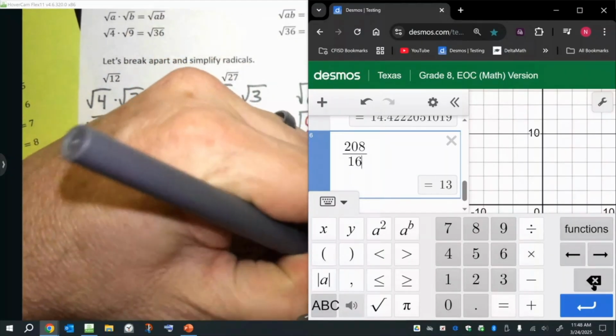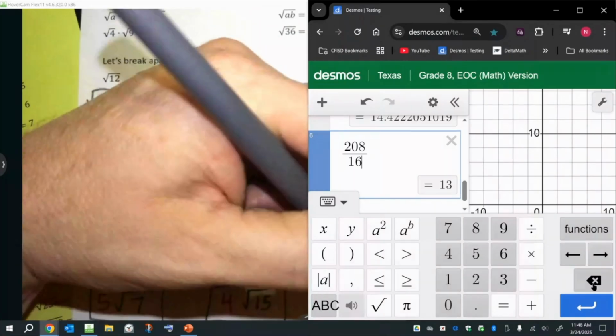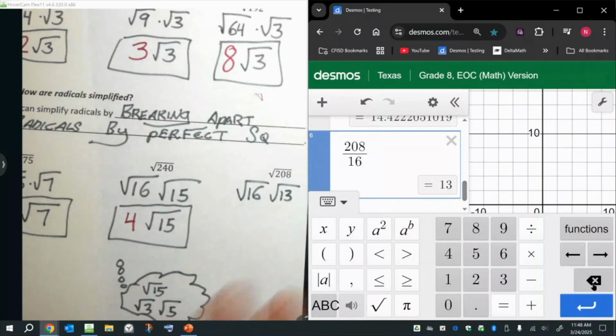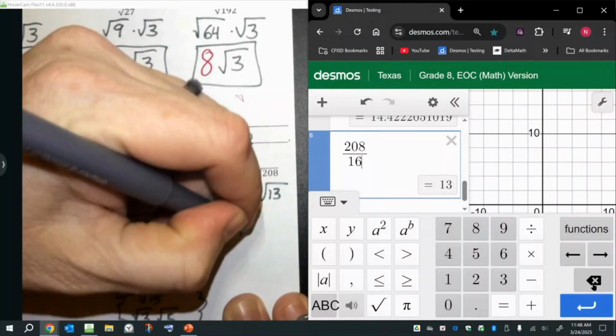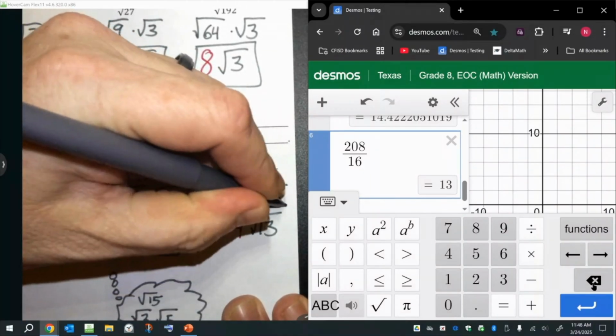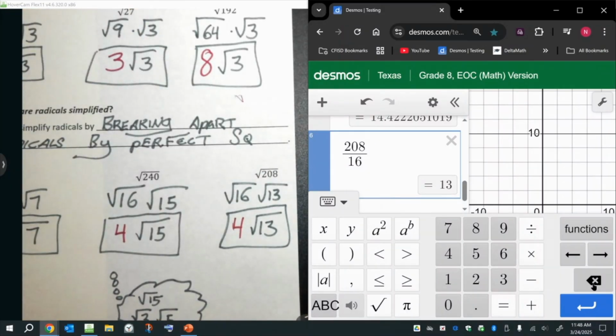So square root 16, square root 13. Square root 16 we know turns into 4. And then the square root of 13 just stays as the square root of 13. That is the smallest possible thing going on there.